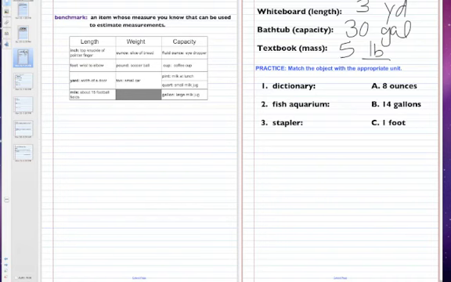All right, now I want you to practice playing with some of these benchmarks by completing problems 1, 2, and 3. All you need to do is match the object with the appropriate unit that I've listed in either A, B, or C.